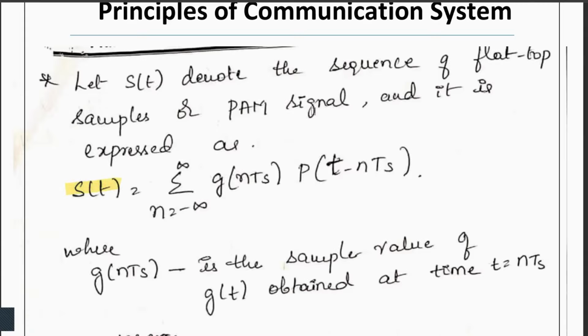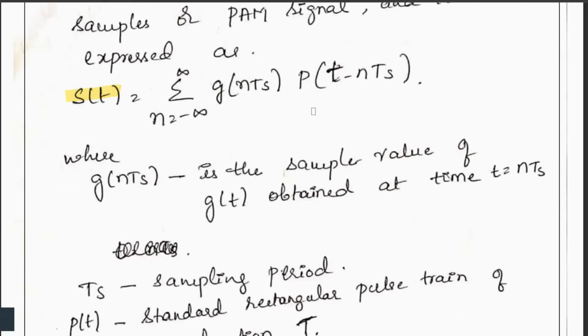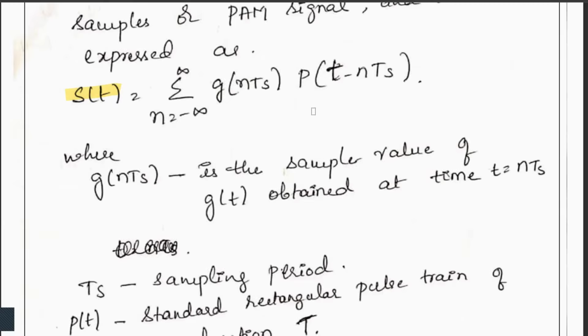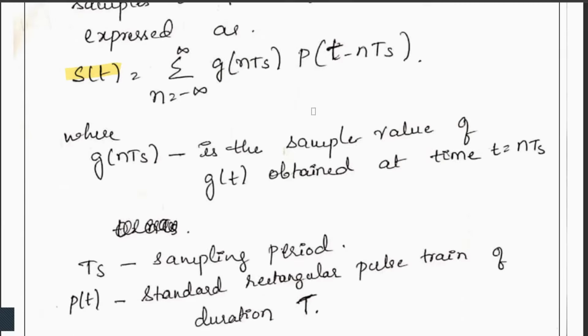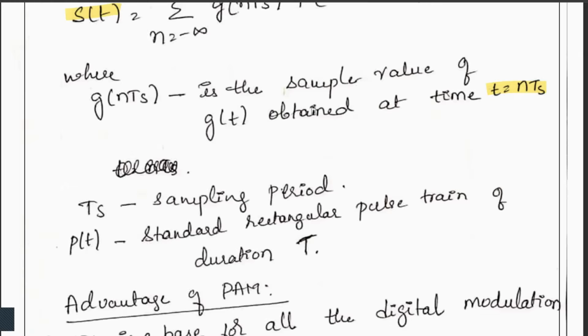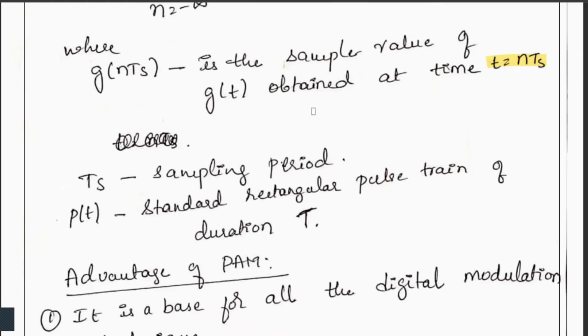S of t is equal to summation of n is equal to minus infinity to infinity g of nTs P of t minus nTs, where g of nTs is the sample value of g of t obtained at t is equal to nTs. Ts is the sampling period, P of t is the standard rectangular pulse train of the duration T.